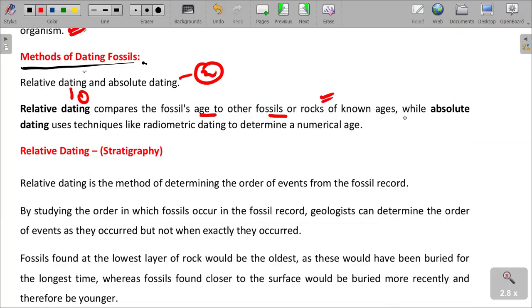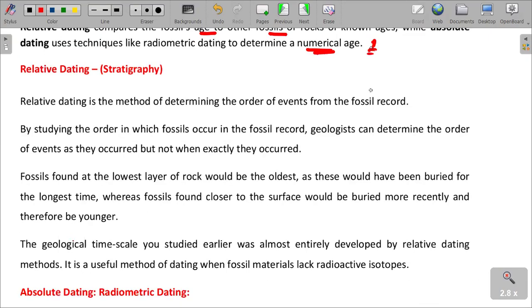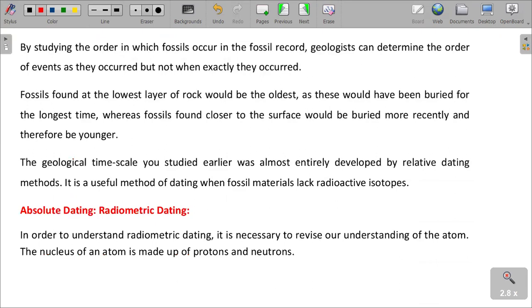Absolute dating uses techniques like radiometric dating to determine the numerical age. There is what you call absolute dating, which we are going to talk about just now. That is another method that can be used for dating of fossils.